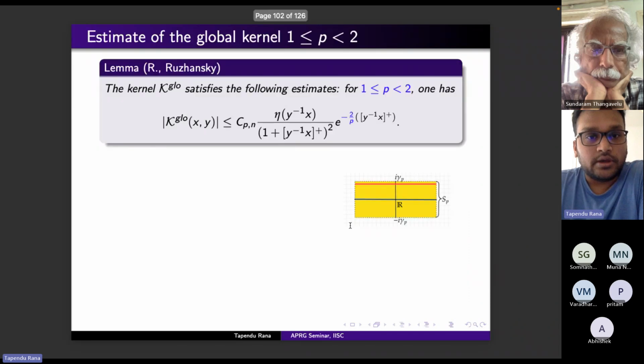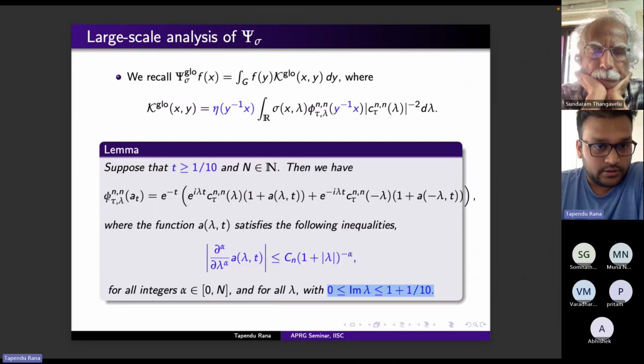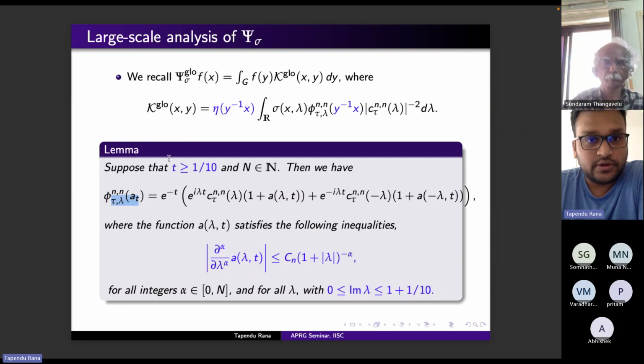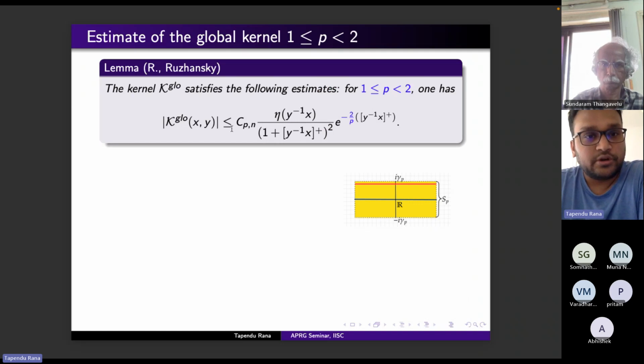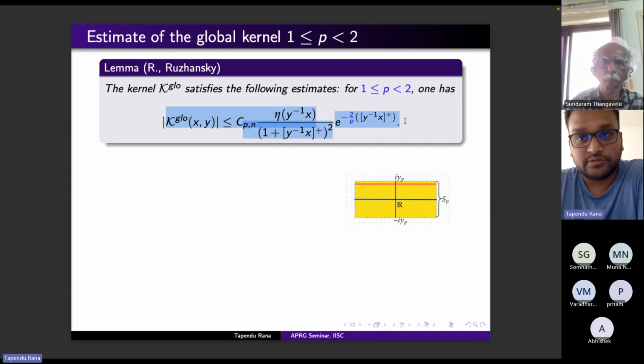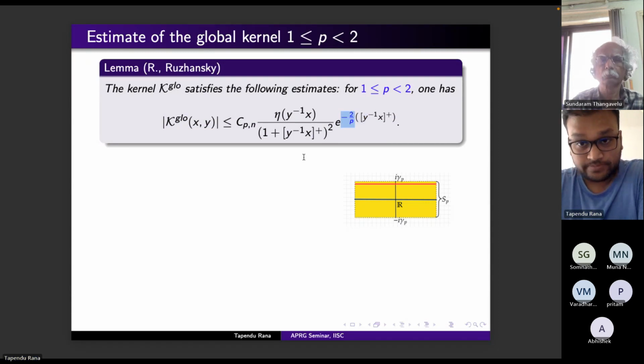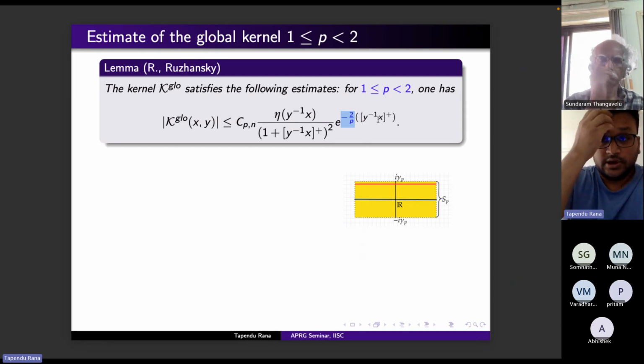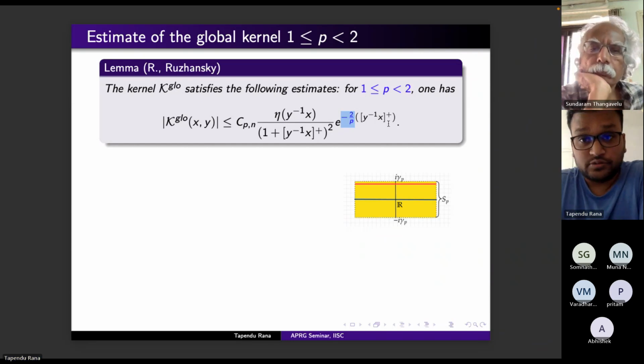Okay, and then using this expansion of the spherical functions and plugging it in over here, we can get the estimate of the kernel of the global part in the following way: for 1 less than or equal to p less than 2, we have the following estimate of the kernel. And this part is crucial here. This is e to the minus 2 by p times y inverse x plus, where y inverse x plus is denoting the A plus component in the Cartan decomposition.